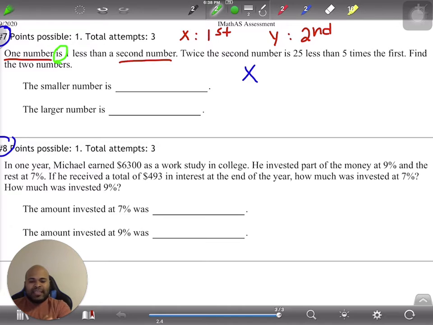So is the equal sign. So x equals. See how I'm doing it in order? Okay. So x, it says that is one less than a second number.